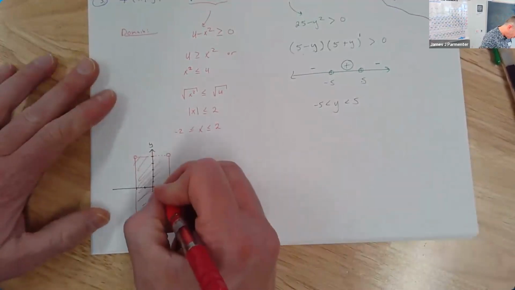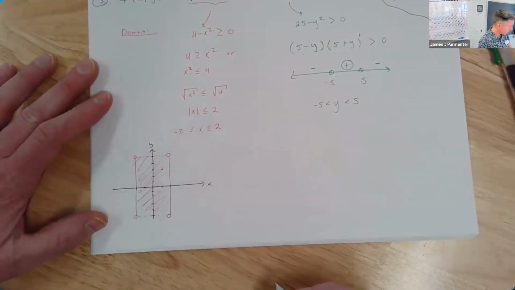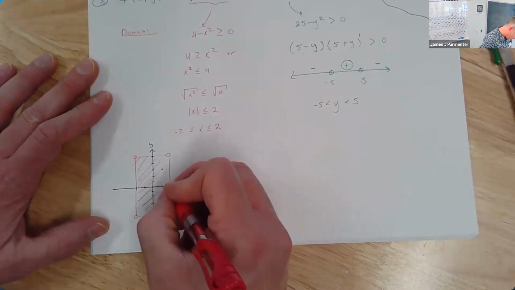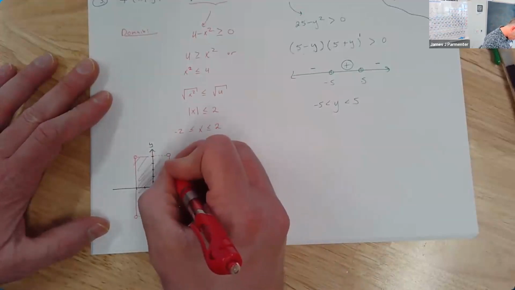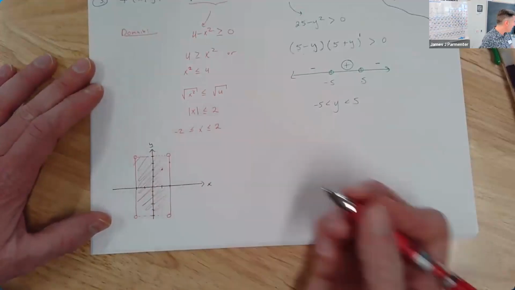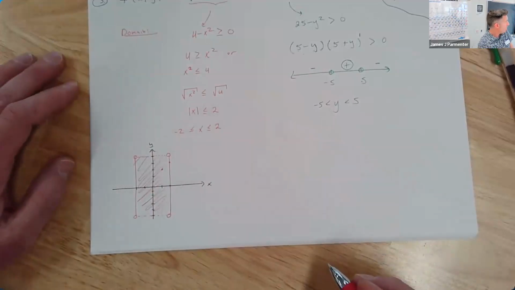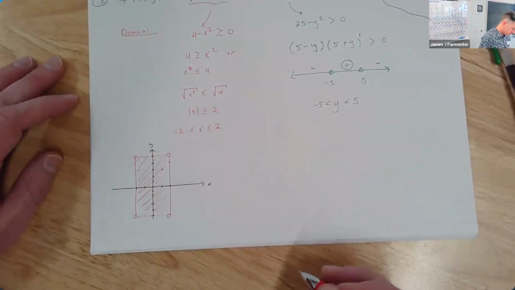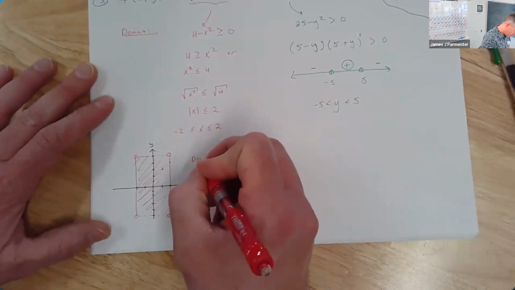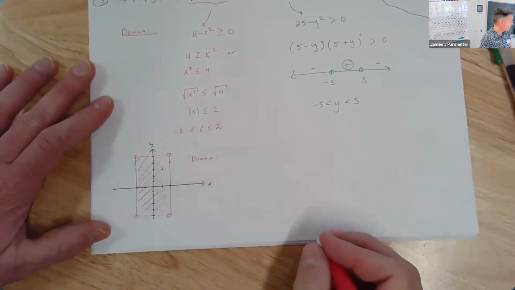So the point like (1, 3) is definitely in the domain, or the point (2, 4) is in the domain, but (2, 5) is not. Even though x can be 2, y can't be 5. So here's our domain. And here's how we would write it.